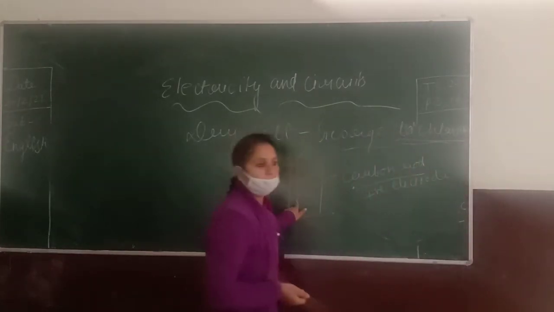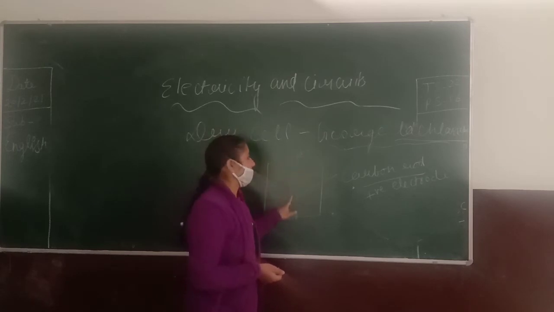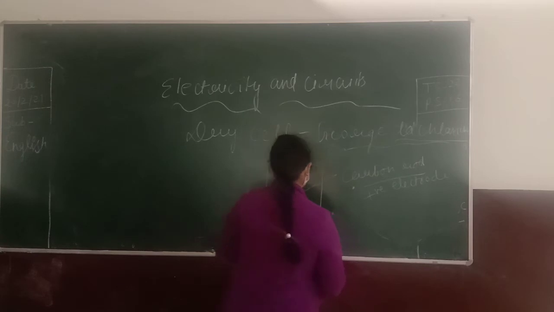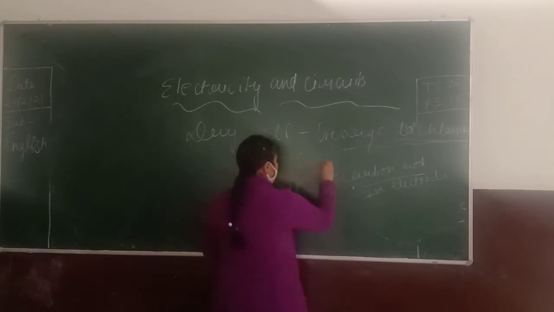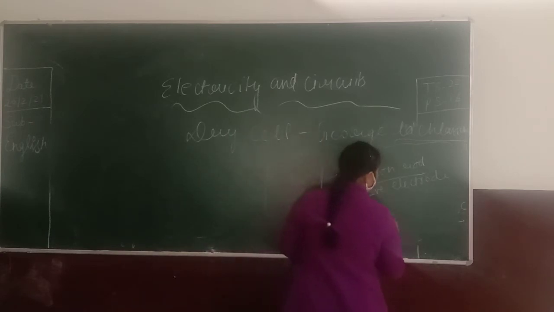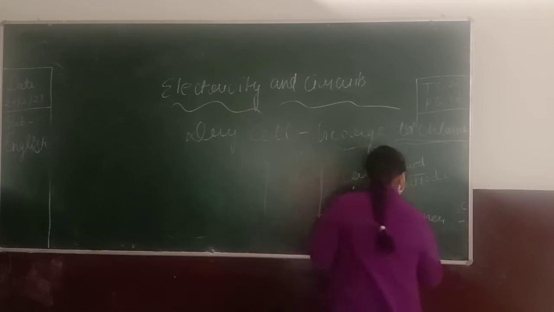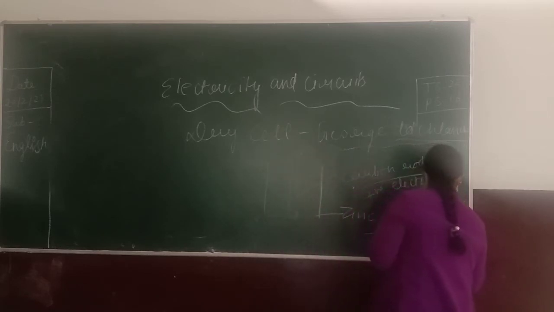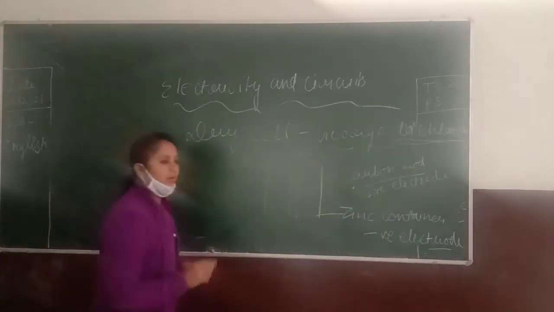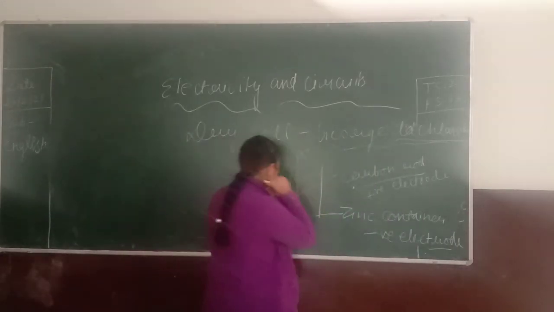One, there is a black rod. This rod is called carbon rod, the positive electrode. And there is the container. The container that your cell is made of is called the zinc container, and this acts as a negative electrode. Clear to everyone? Yes, ma'am.